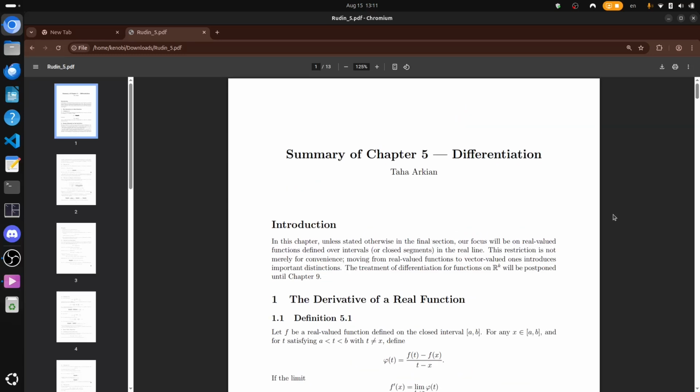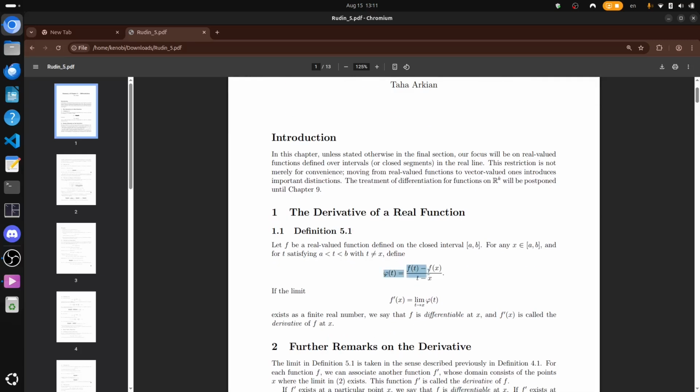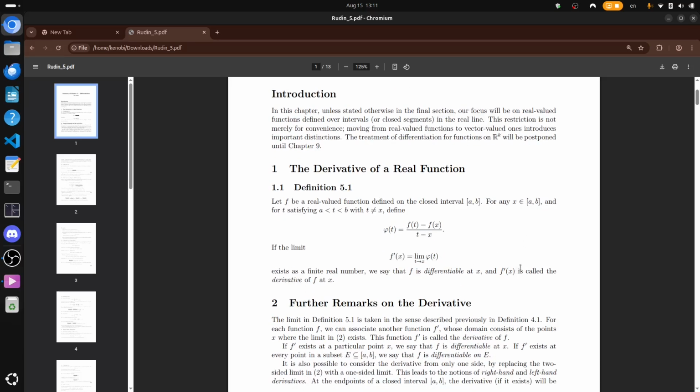Now we define the derivative of a real function like this. Phi of t equals f of t minus f of x over t minus x. And we say f prime of x, which is the derivative of f, is equal to the limit as t goes to x of phi of t. So basically, this is really similar to the other formula where you take f of x plus h minus f of x over h. Just imagine replacing t with x plus h. It will give you the same thing.